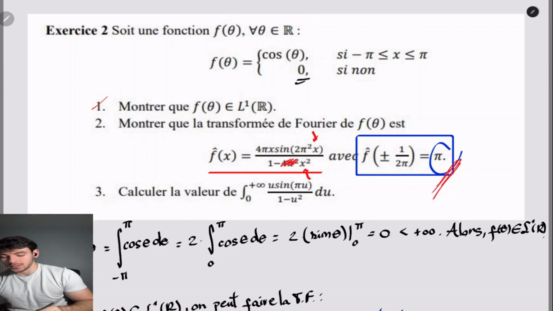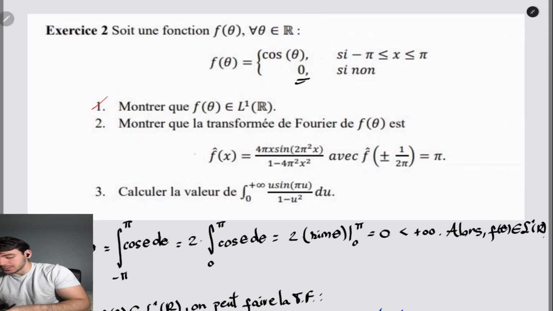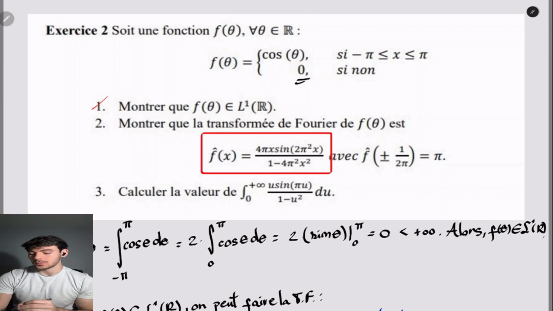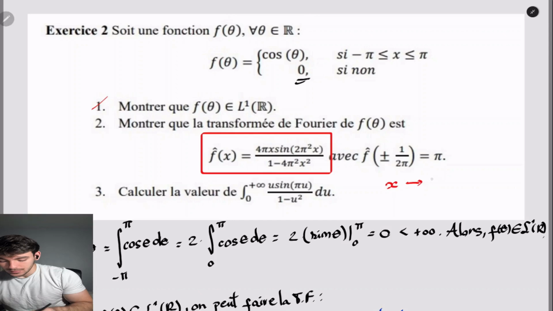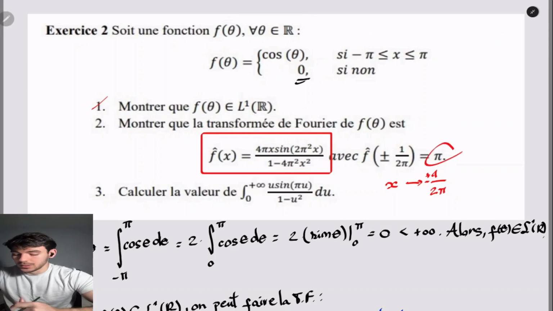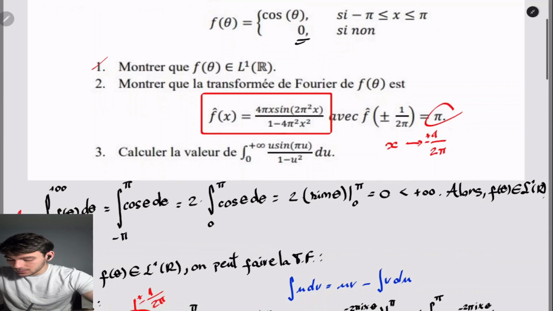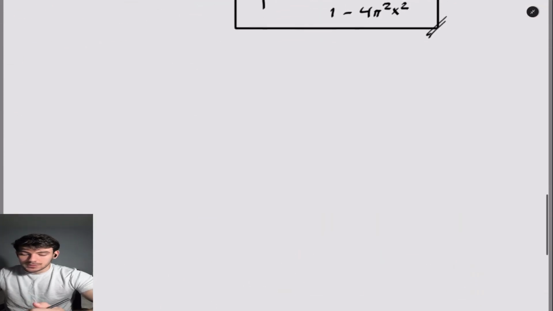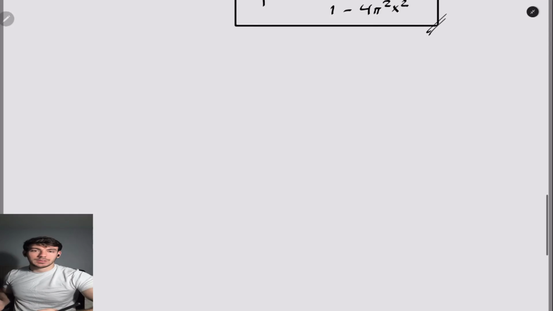Or you can just pick what you've found. It's basically this. You can just pick this, and you need to calculate the limit when x tends to 1 divided by 2 pi or minus 1 divided by 2 pi. So if you calculate the limit here and reach pi, you also demonstrated what the question is asking for. So I don't know exactly which methods that you learn about limits, so I'll use L'Hopital.